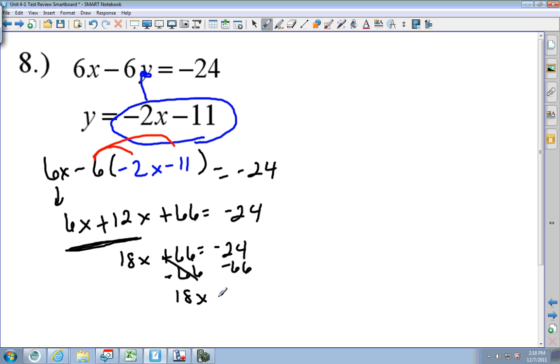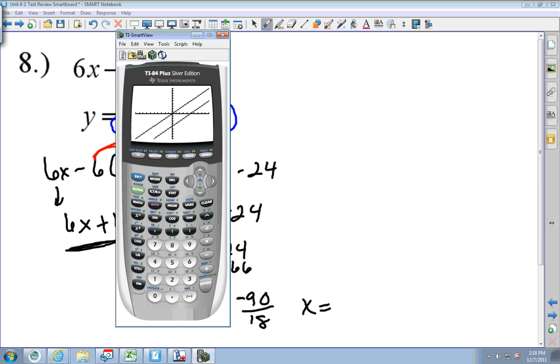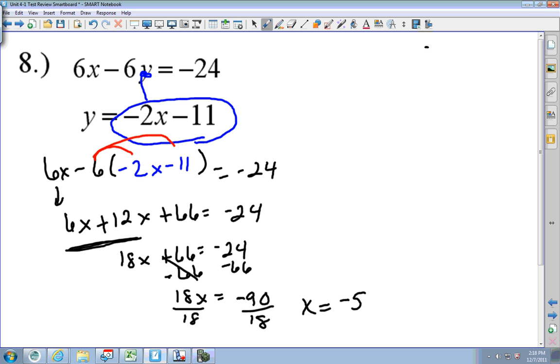18x equals negative, what is that, 90? Divide by 18. X equals, I'm not quite sure. Let's go in here. I bet it's 5, but let's see here. Let's double check. Negative 90 divided by 18. Enter. Negative 5. Yep. All right, so my solution, my x number is negative 5.